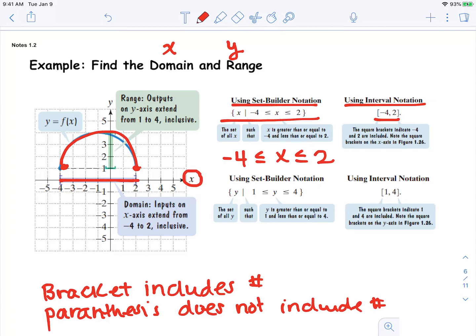All right, the other part is identifying the range. So your range are going to be your y values. So here's your y-axis, and the values that exist for y ordered pairs is anything from 1 to 4. So we could use that set builder notation. Y is greater than or equal to 1 and less than or equal to 4. You can also write it as a compound inequality like this. As an interval notation, it includes 1 and includes 4, all those numbers between 1 and 4.